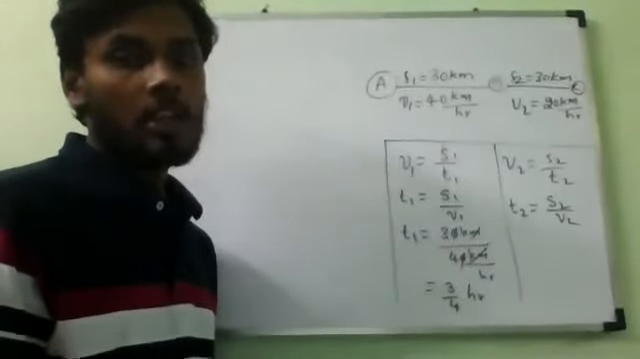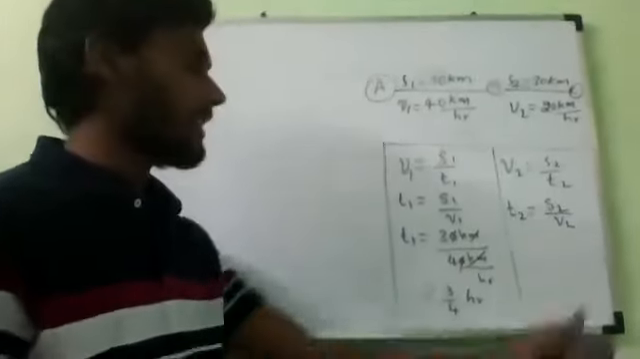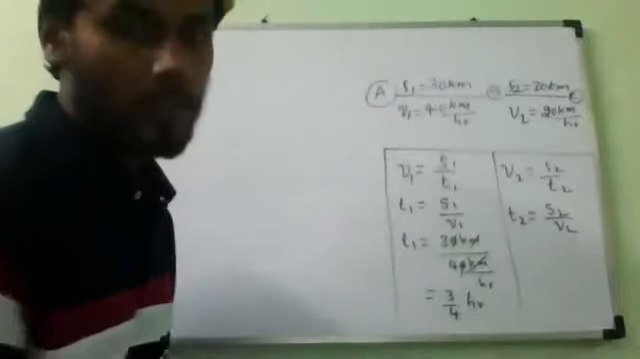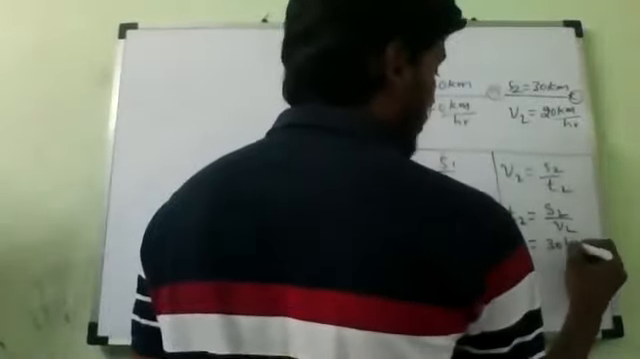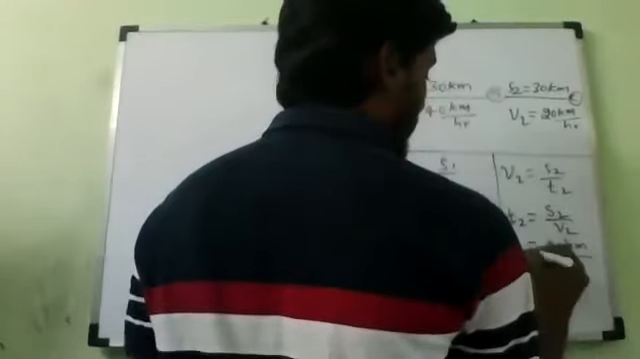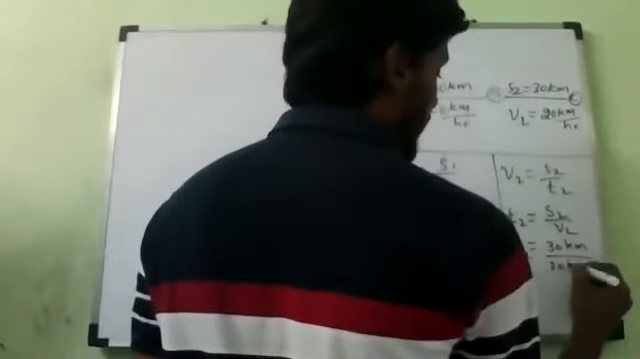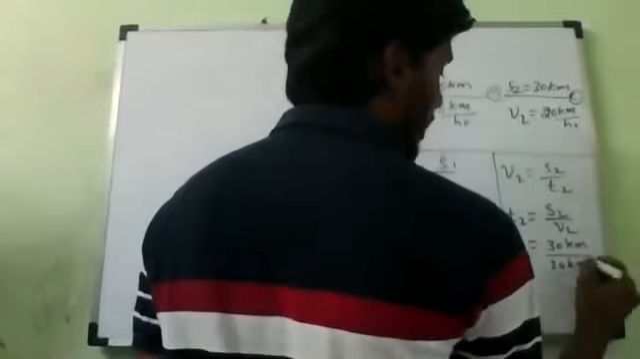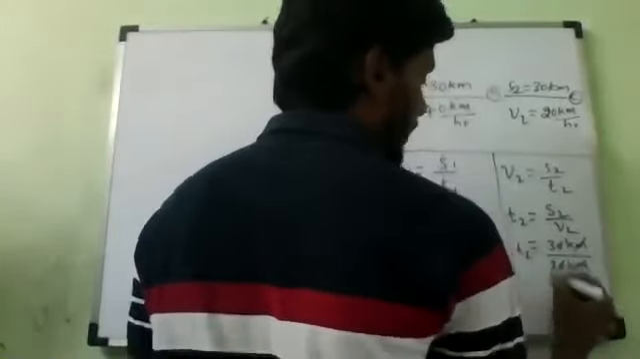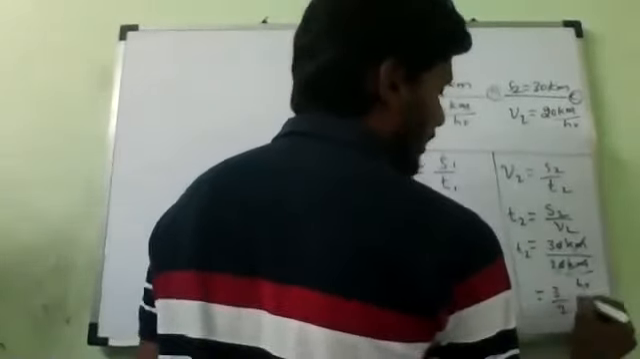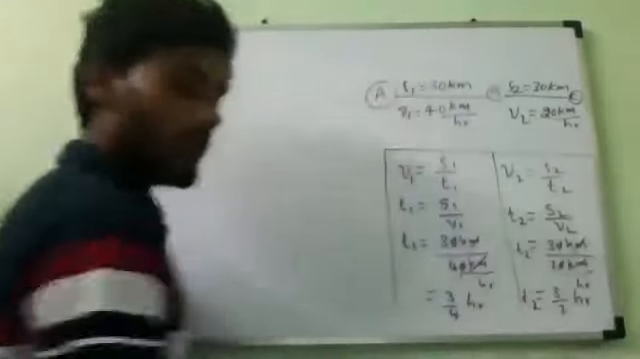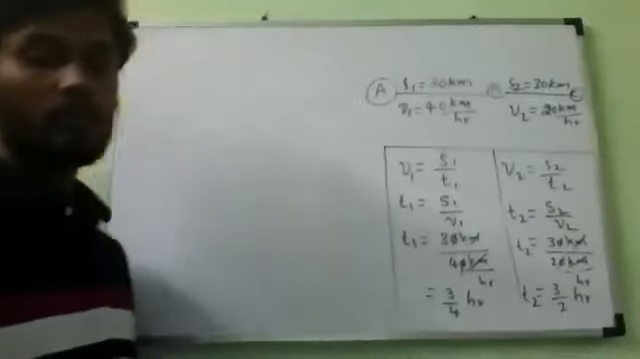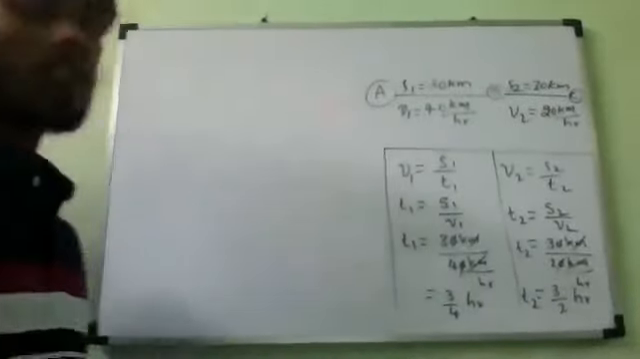Next, in the same way, calculate this side and tell me. Distance equals 30 kilometers divided by speed equals 20 kilometers per hour. So kilometer will get cancelled, 0 will get cancelled, which equals how much? 3 by 2 hours. Is it yes or no? Yes, sir. So that's all.